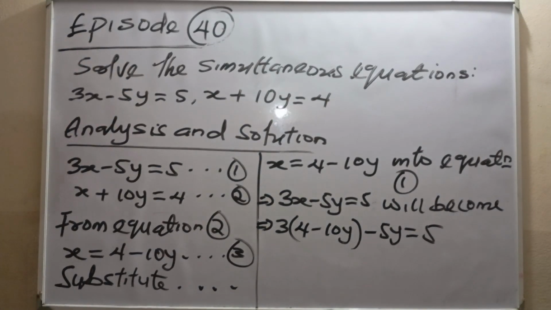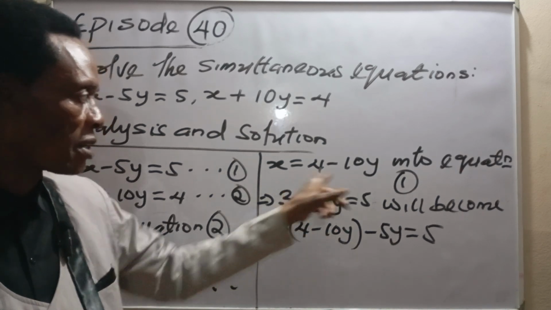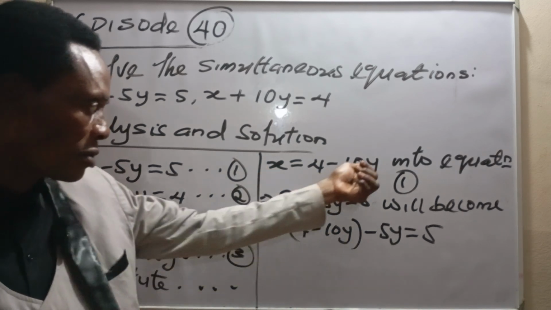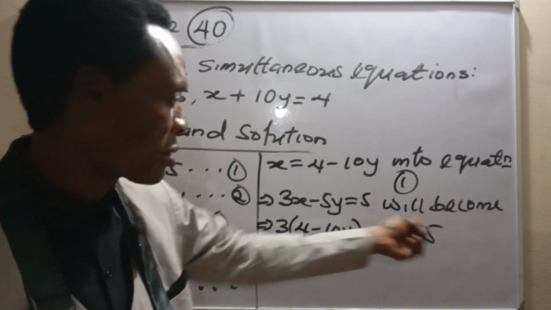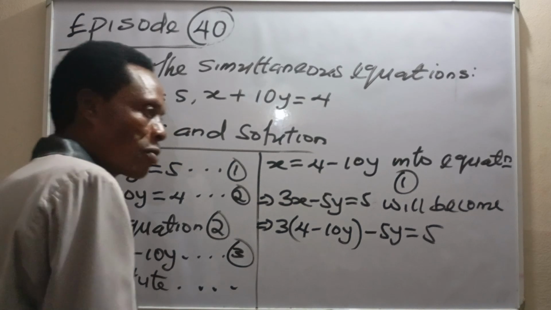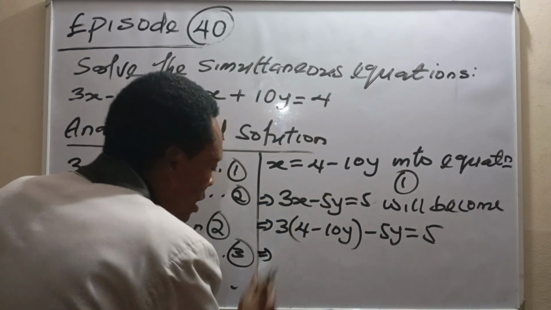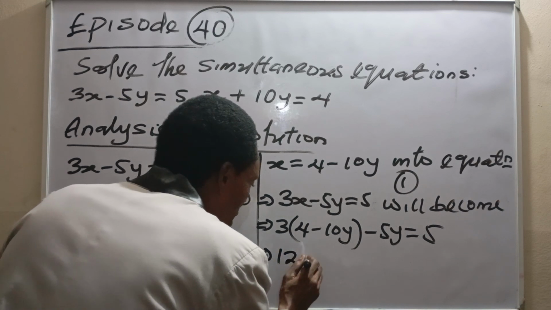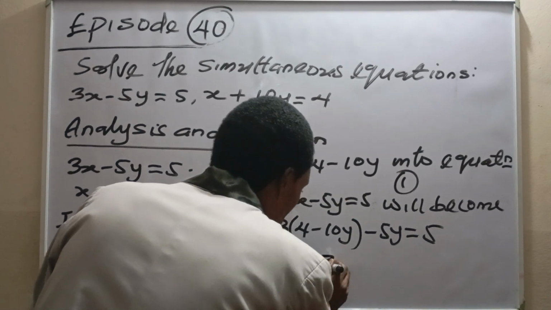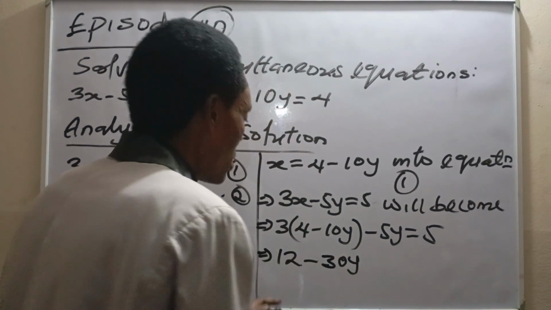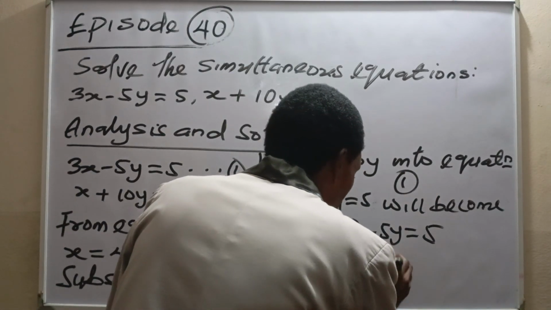Look from here: 3 open bracket and close. What is the value of s? This. Then instead of writing s, you have written this, then minus 5y equals 5. We have to open the bracket, which implies 3 times 4 gives us 12, minus 3 times 10 gives us 30y, minus 5y.